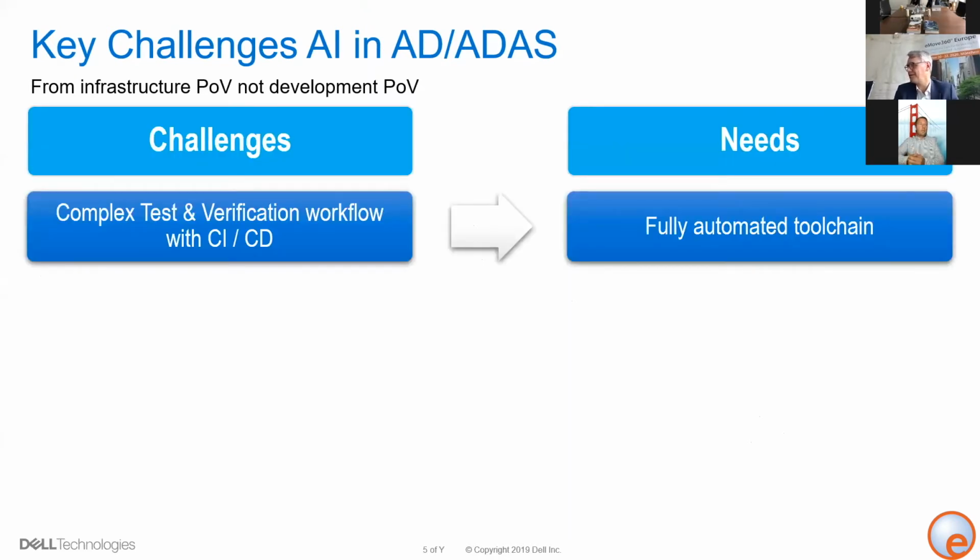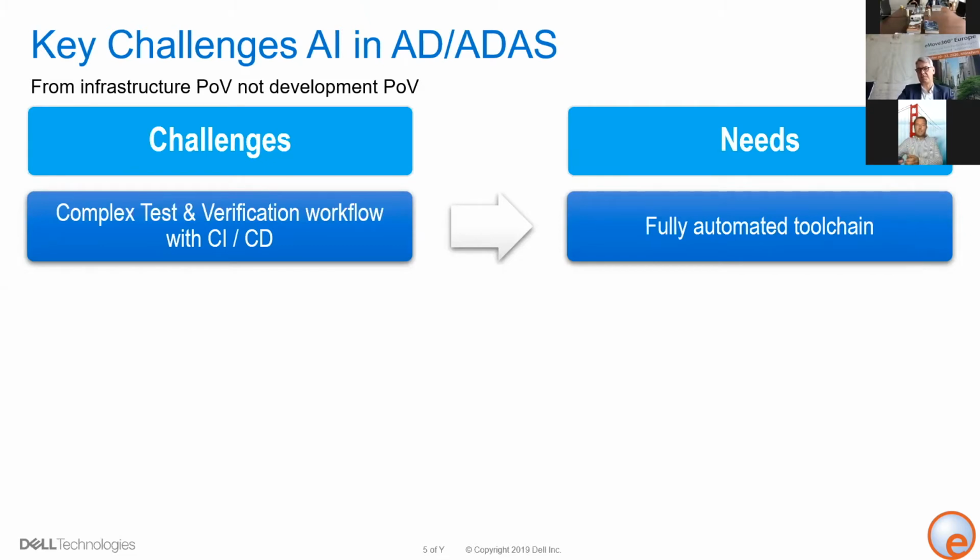So typically we have to deal with complex test and validation processes. Cars must operate safely on the streets, and we need a fully automated tool chain from collecting data in the field through ingesting the data into the data lake and infrastructure to the test and validation and homologation of ADAS and AD functionalities.